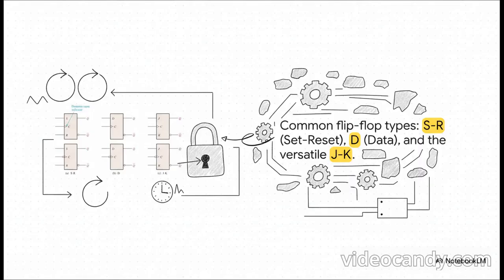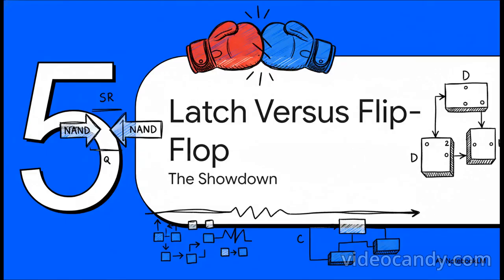Then you have the D flip-flop, which stands for data. This one is super useful. Its entire job is to just grab whatever data is at its input right at the clock edge and hold it. And then you've got the JK flip-flop. This is the powerhouse, the Swiss Army knife of the family. It can do everything the others can, plus it has this awesome toggle mode, which is absolutely essential for things like building counters.